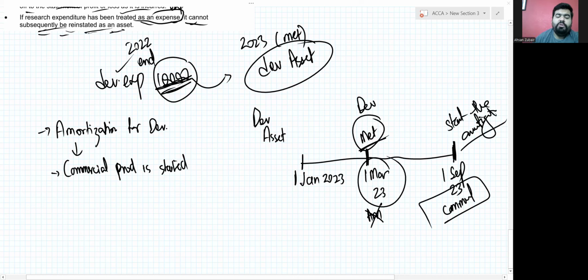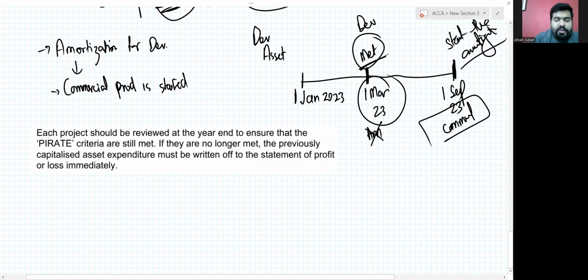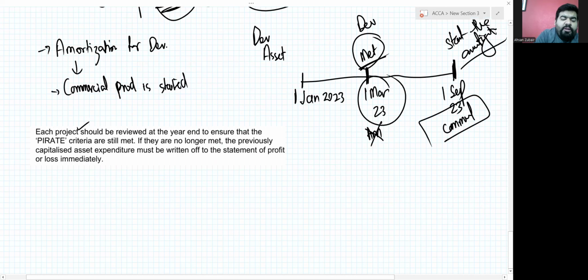After that, one more thing: when you are making the product, you are working on a project, or on the product or design. So each project should be reviewed. This is a very important theoretical point: each project should be reviewed at the year end. They can ask you in the exam. Each project is an intangible asset, and it should be reviewed to ensure that the pilot criteria are still met, because you have to watch again and again whether the development is meeting the criteria or not.